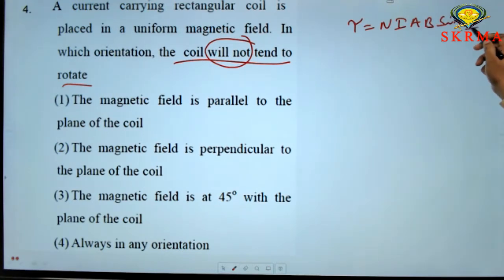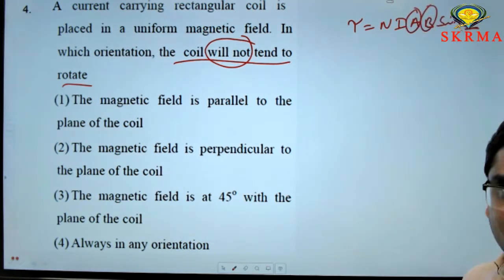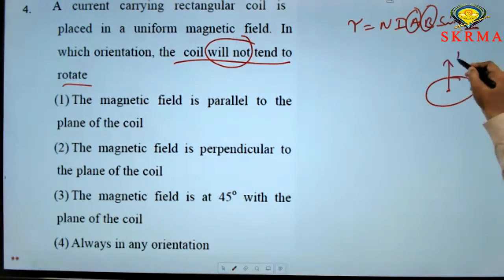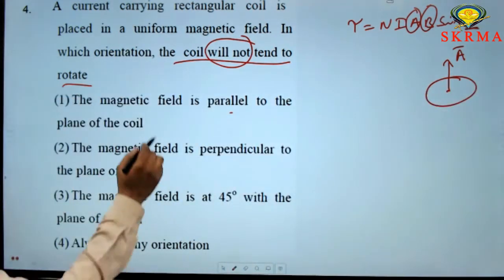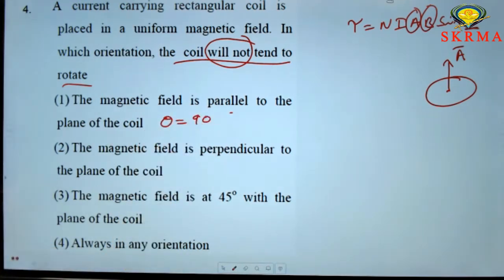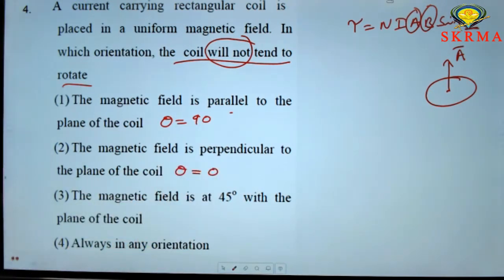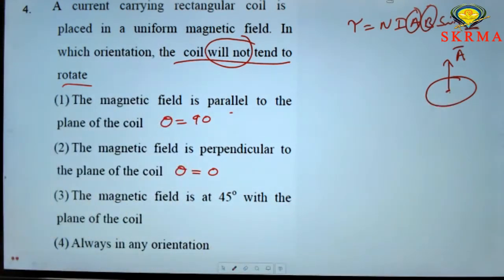So, what is theta here? Theta is the angle between the area vector and the magnetic field. Now, area vector means always perpendicular to the surface, like this. This is the area vector for this surface. Now, if the coil is parallel to the magnetic field, then theta equal to 90. Next one. If the field is perpendicular to the plane, then theta equal to 0, because the area vector is perpendicular to the surface. So just remember that one.